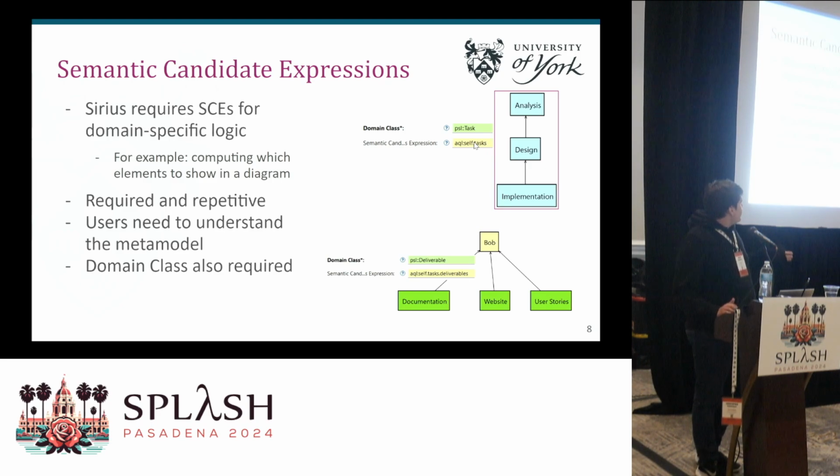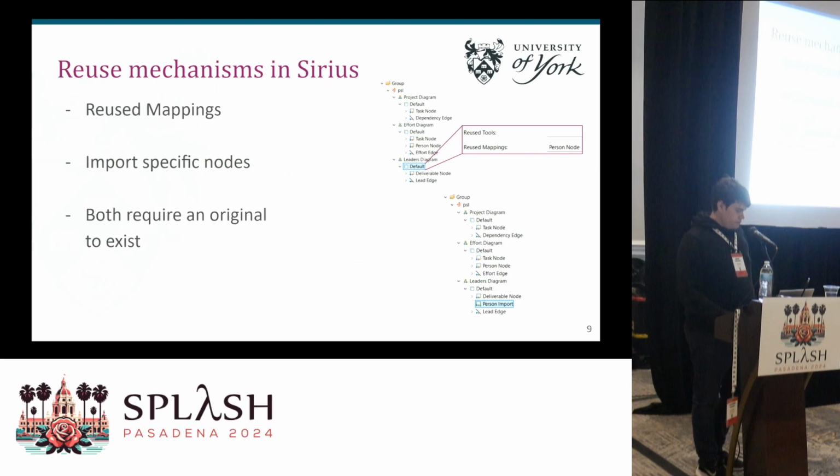These are always required, and the users need to have some understanding of the metamodel because, as I just said, they are references. The domain class is also required, and all this does is filter the types to make sure that they are of the right type. And the understanding of the metamodel can become more complex if we have multiple layers of referencing, as it requires the user to understand the structure of the metamodel itself, not just look at each individual reference.